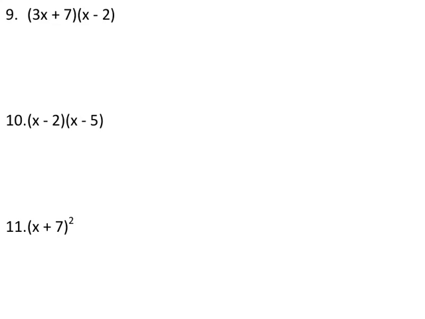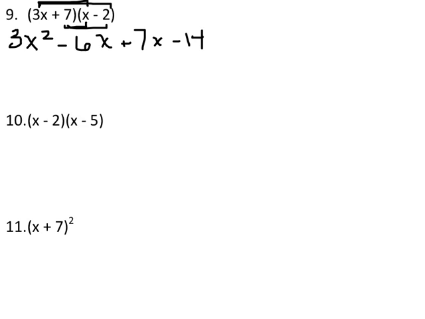Some more multiplying binomials. 3x times x is 3x squared. 3x times negative 2 is a negative 6x. 7 times x is a positive 7x. 7 times negative 2 is a negative 14. Combine our like terms and we get 3x squared plus 1x minus 14.